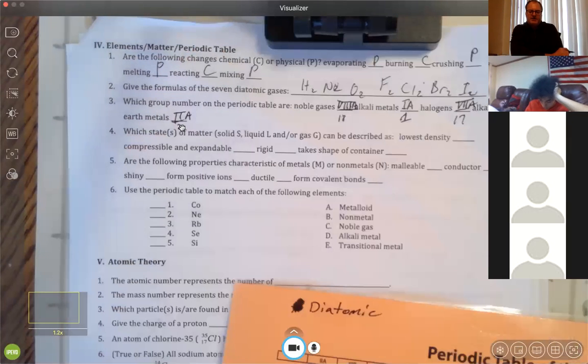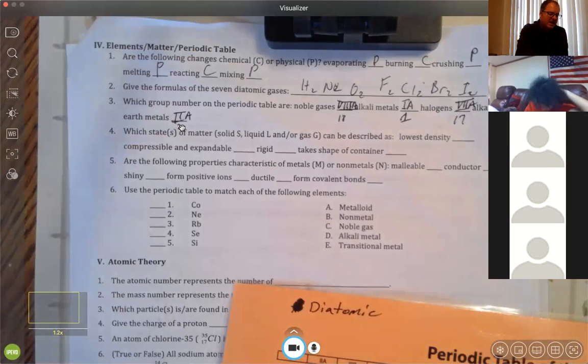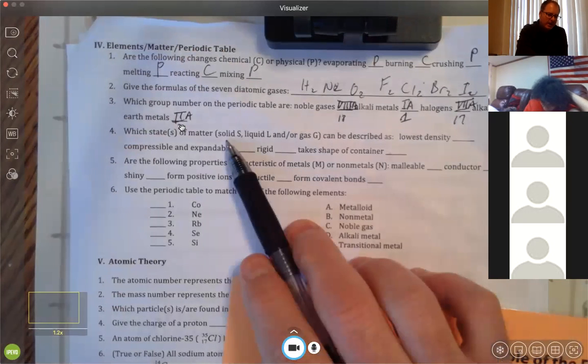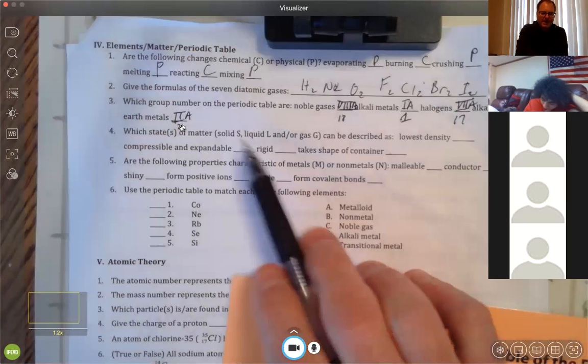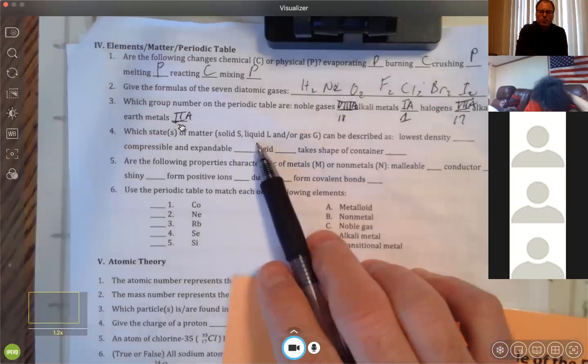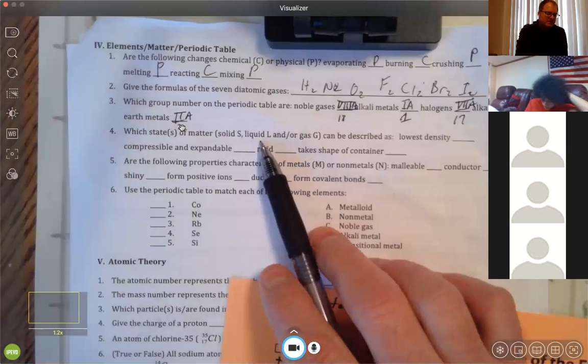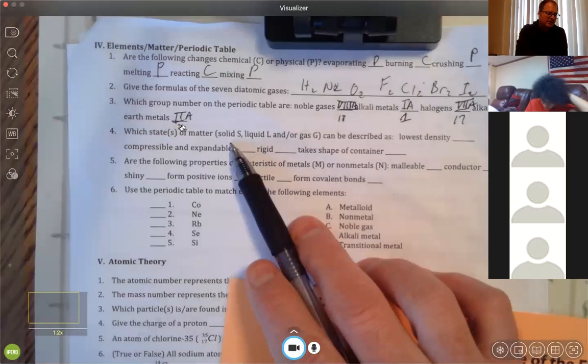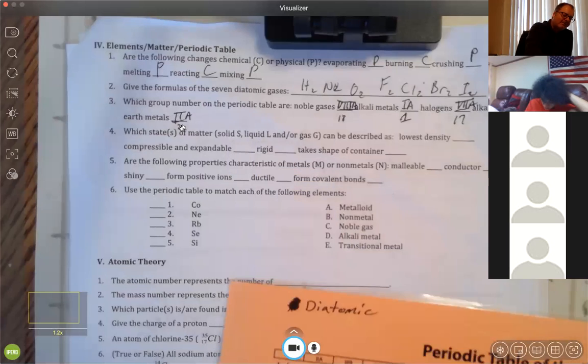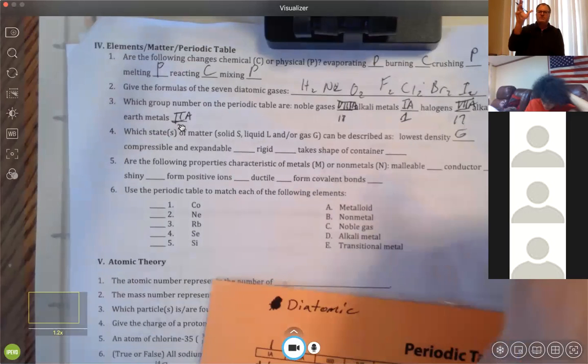Which states of matter, solid, liquid, or gas, can be described as having the lowest density? Well, the most spread out particles. If solid is the most compact, and it's not always, liquid could be more compact in the form of ice versus water. Water particles are closer together than ice particles. Most of the time, solid's the most compact. Liquid the next, and gas would have the lowest density because their particles are very spread out.